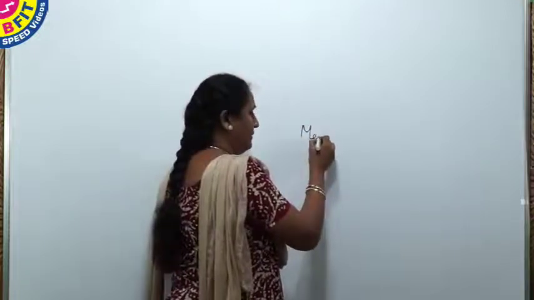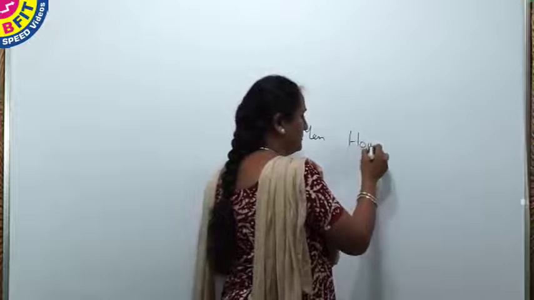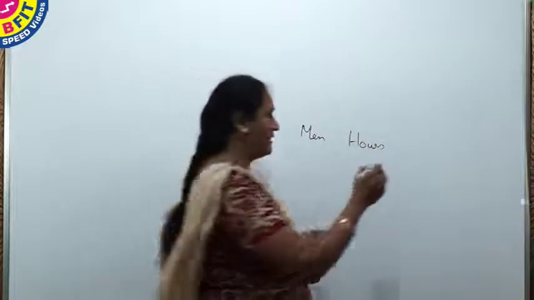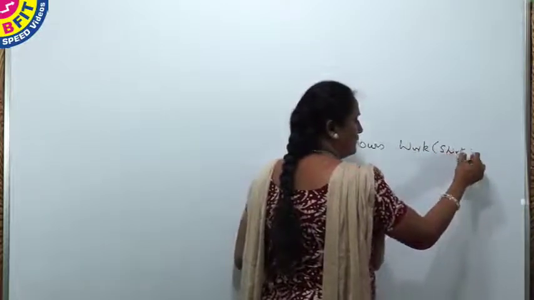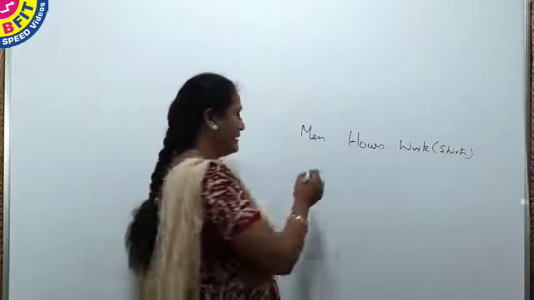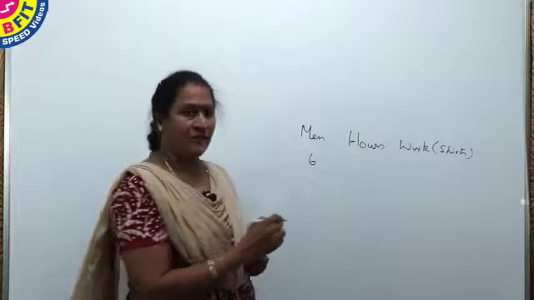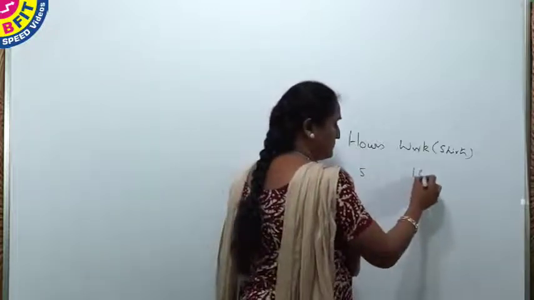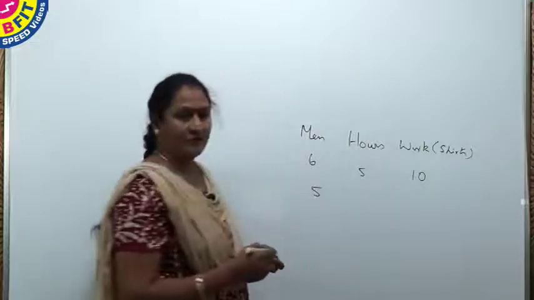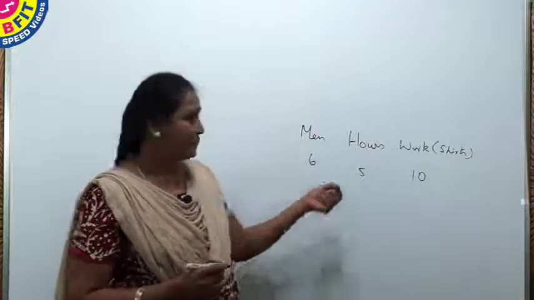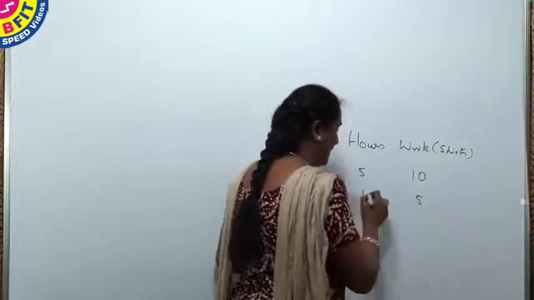In this question, the number of hours is asked. So it is better to write the variable which is asked in the middle. So write men, and as hours is asked, write that in the middle, and work on the other side. Here work is the number of shirts. So 6 men working for 5 hours can stitch 10 shirts. So to do the same work, 5 men, to stitch 5 shirts, how many hours do they need?